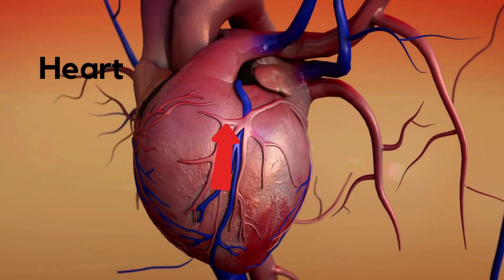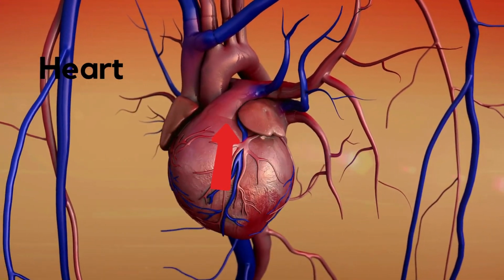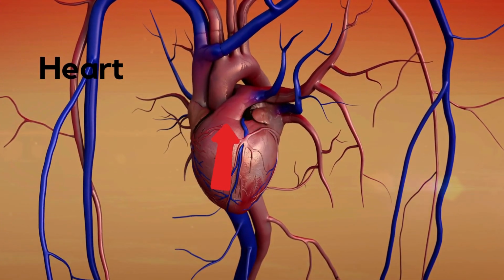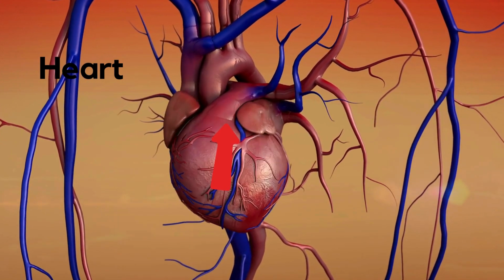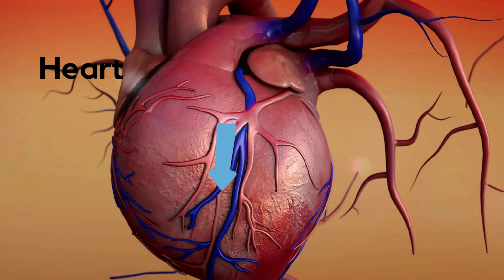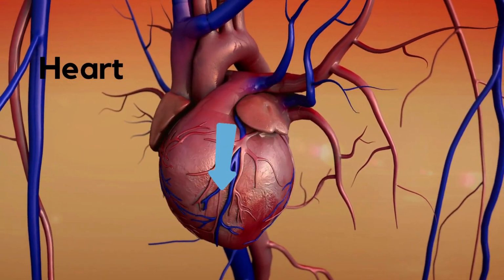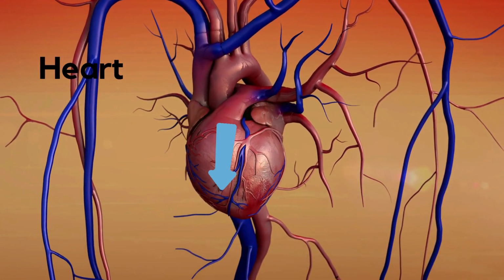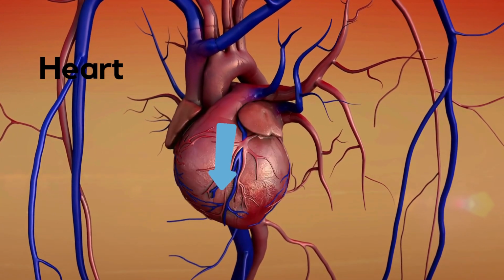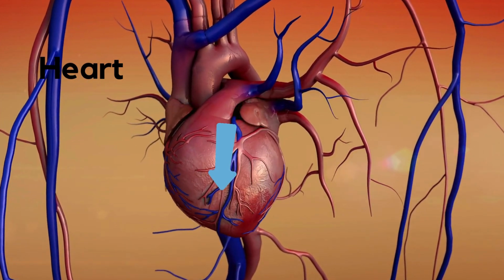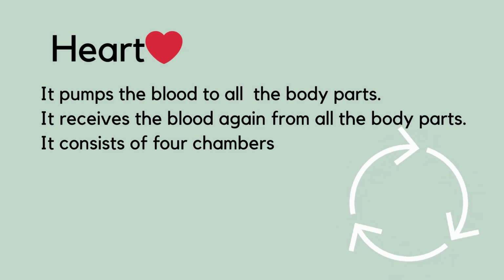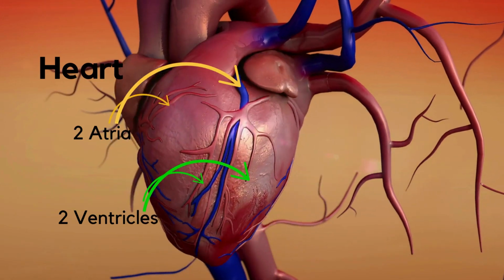First, we will talk about the heart, okay? As you see here, the heart squeezes and relaxes, so the heart pumps blood to all the body parts, okay? And it receives the blood again from all the body parts. This is why this system is called the human circulatory system, okay? The heart pumps the blood to all the body parts, and the blood comes again to the heart from all the body parts, okay?